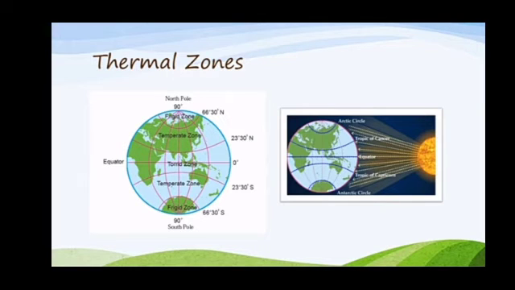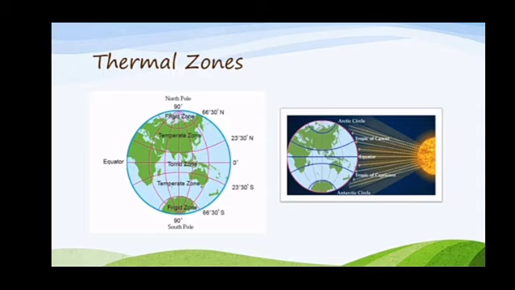Point is unequal distribution of the heat received from the sun. Unequal means not the same. Due to the spherical shape of the earth, the sun rays occupy a larger or lesser area on the earth. This leads to unequal distribution of the heat received from the sun.